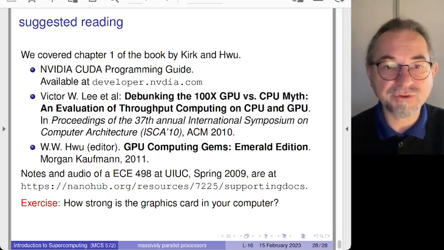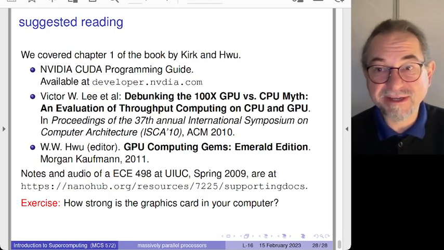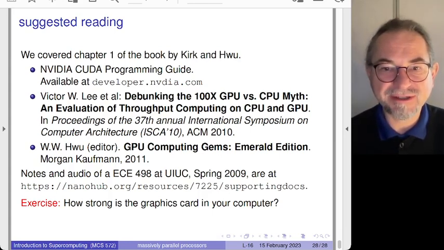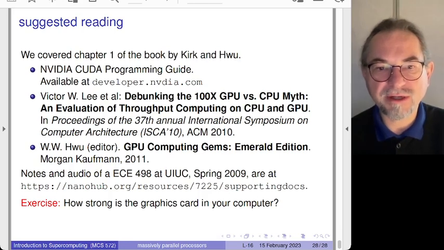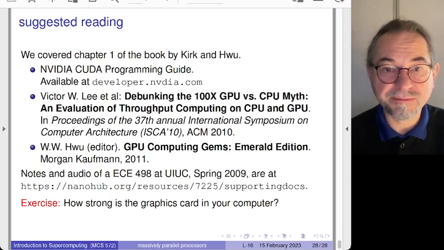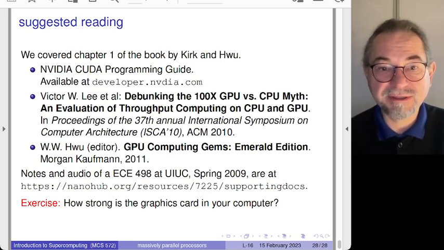So there are plenty of resources. The main exercise here is that you check out on your own computer what are the specifications of your graphics card and compare it to the specifications of your CPU. Certainly if you have a gaming laptop, your graphics card will be extremely good.